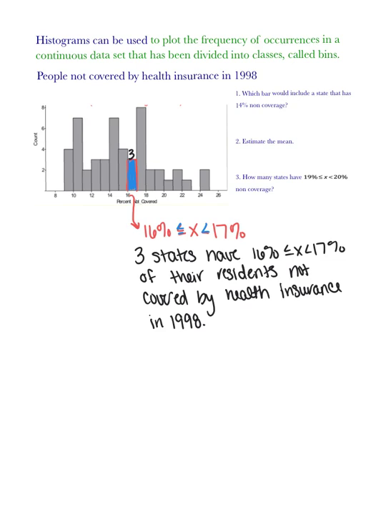I need to make sure I outline that it's 3 of the states because that tells me the frequency, it tells me how high it is. I need to make sure I highlight the 16 to 17% with the 16 being included. And then I always want to make sure that I am addressing this title here, the covered by health insurance in 1998. I want to make sure I know what it is.